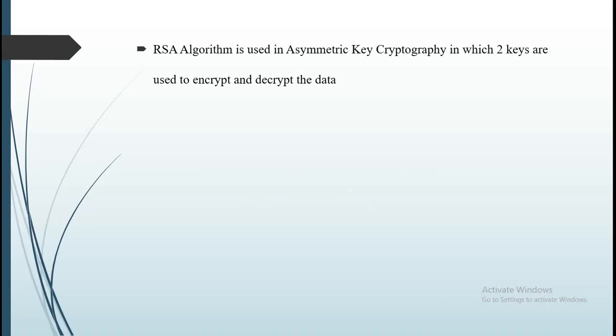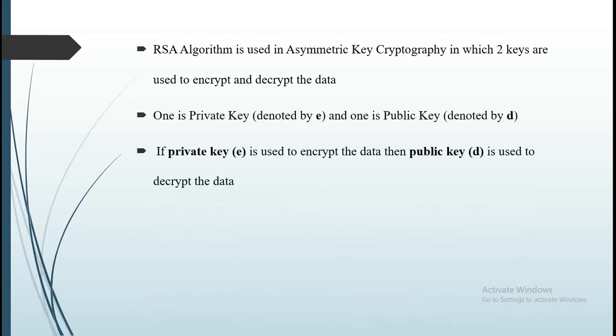Basically, the RSA algorithm is used in asymmetric key cryptography, in which two keys are used to encrypt and decrypt the data. The first one is called the private key and is denoted by E, and the other one is called the public key, which is denoted by D in the whole algorithm. If the private key is used to encrypt the data, then the public key is used to decrypt the data.